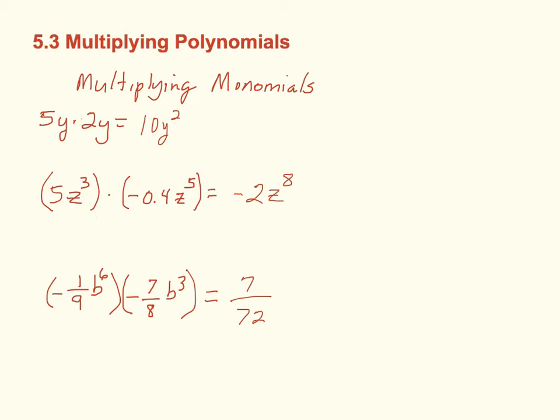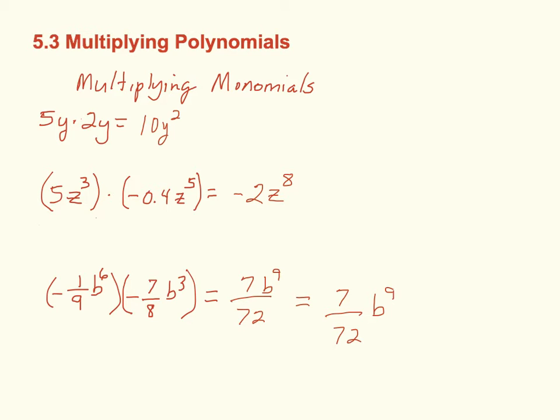But then we have b to the 6 plus 3, which is the 9. So remember, the b to the 9th can be in the numerator, but it cannot be in the denominator. Or you can write it 7 over 72 and write it next to the b to the 9th. But you have to be very careful that you don't write the b to the 9th in the denominator.